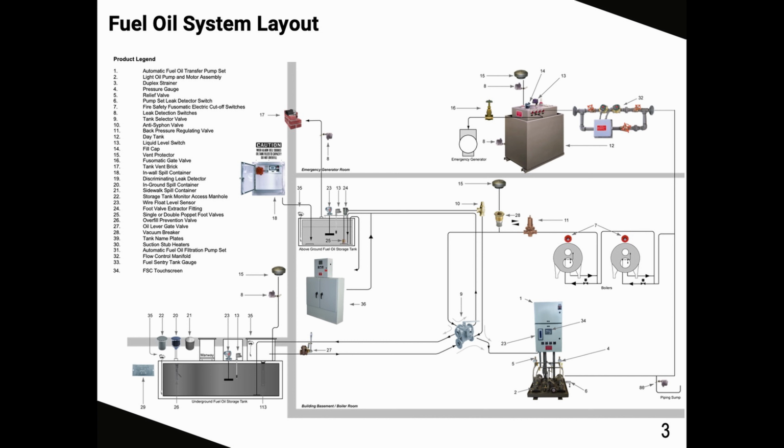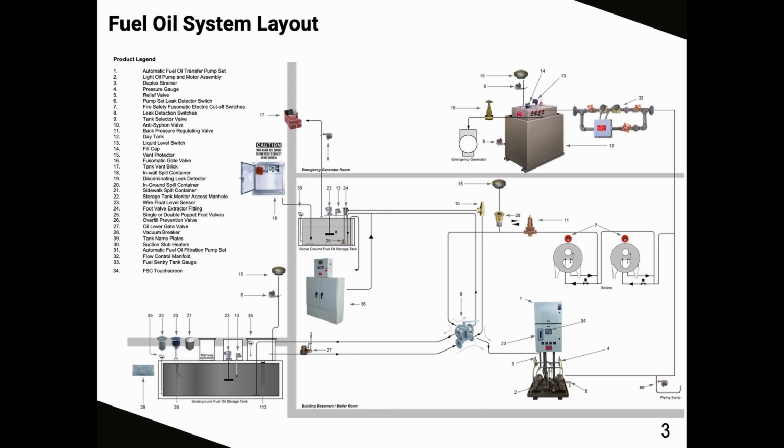Some important ones to point out quickly are number 10, the anti-siphon valve that's used when your tank is located above the level of your pump set. That's very important to have. Another one to point out is number 9, the tank selector valve. It comes in handy a lot of times when you have multiple tanks, and you can combine the supply, the return, all the important lines in one valve, which makes it very nice for your maintenance worker.